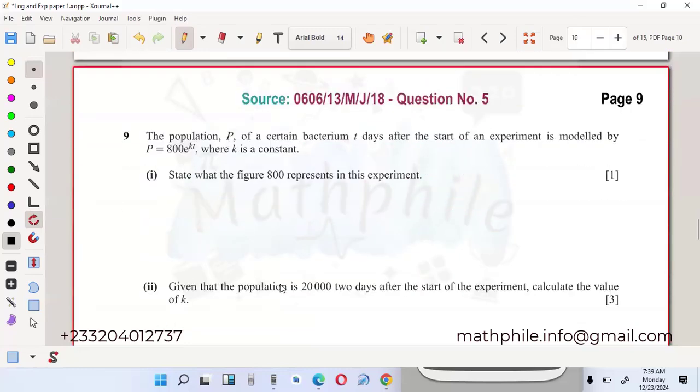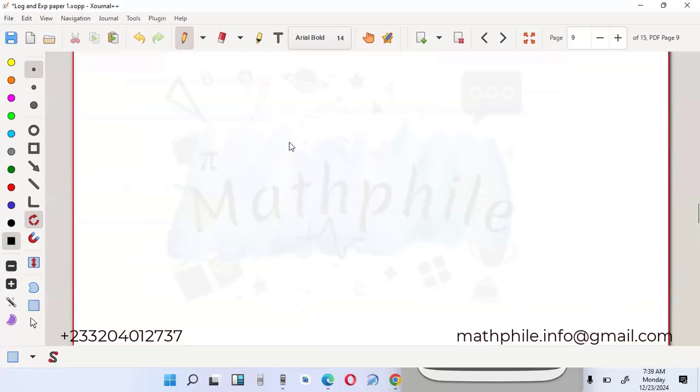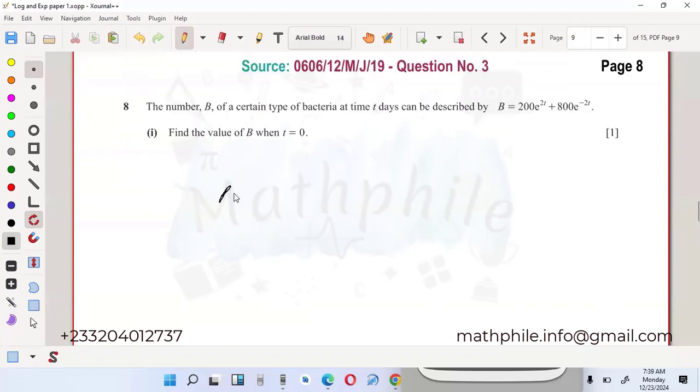Okay. I think we've done this one already. Yeah, this one was repeated. So let's see this one. Let me write something so I know. So b is equal to 200 e raised to the power 2 of 0, plus 800 e raised to the power negative 2 of 0, and this equals 1,000.